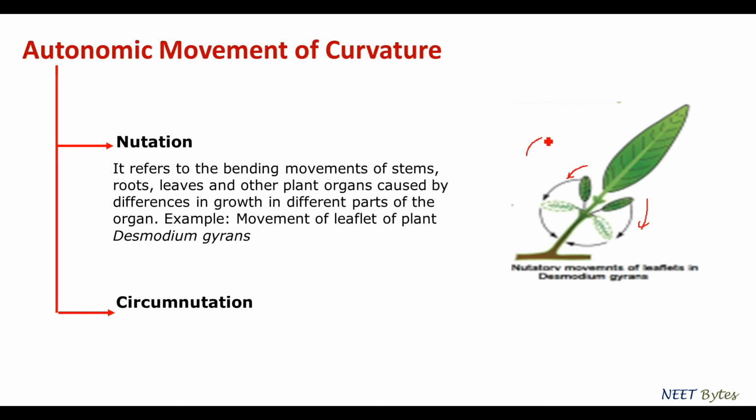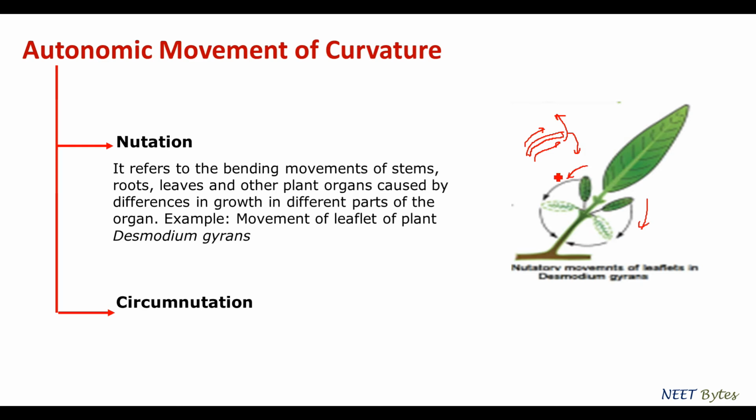The reason is this: if I draw the structure of a petiole, and the upper side has more movement, then it will droop down. At some other time, if the lower side has more movement, it will go up. So the same alternate upper and lower movement occurs, and that movement is called nutatory movement.